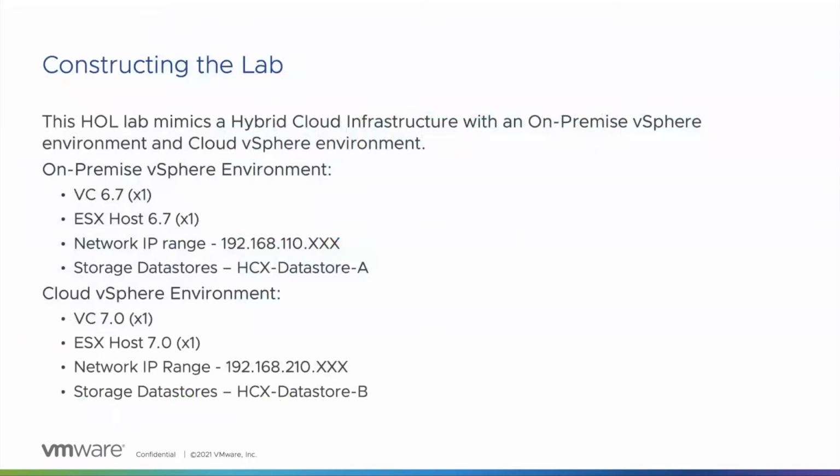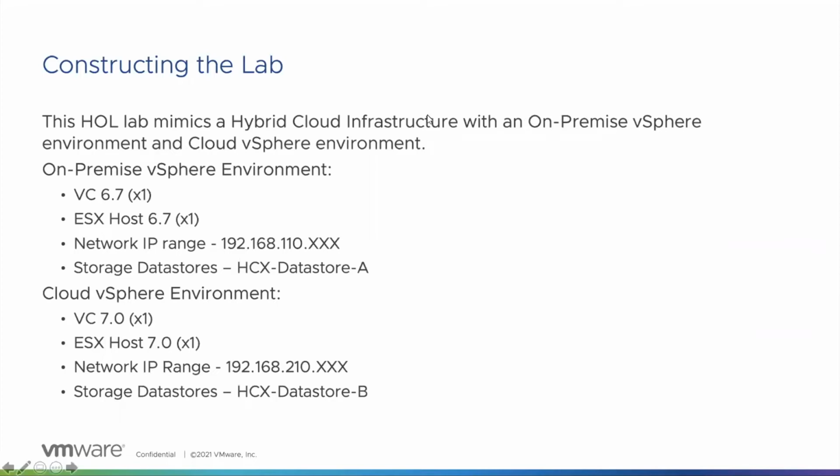So a little bit about how the lab's constructed. In this scenario, we're trying to create 2 sites, a site A and a site B. Site A resembles an older vSphere install. So we're using vCenter 6.7 and an ESXi host at 6.7. You'll notice in the lab, we're only using one host. This is just to conserve resources in the labs. There's no issues with using multiple hosts or bigger clusters, but just to conserve resources, we use one host.